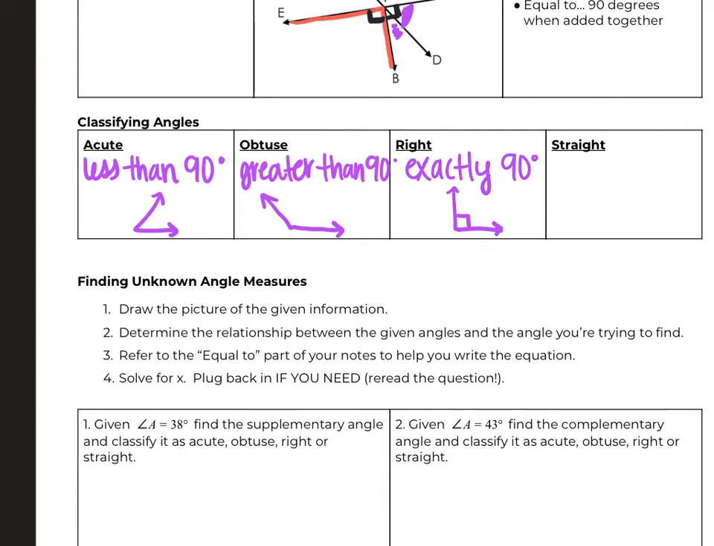And then lastly, a straight angle. So a straight angle is actually basically a line. So it's going to look like a line, which is 180 degrees. Sometimes they will put points on it to name it, so maybe like A, B, C, where technically B is the vertex, but it's really just a straight angle.